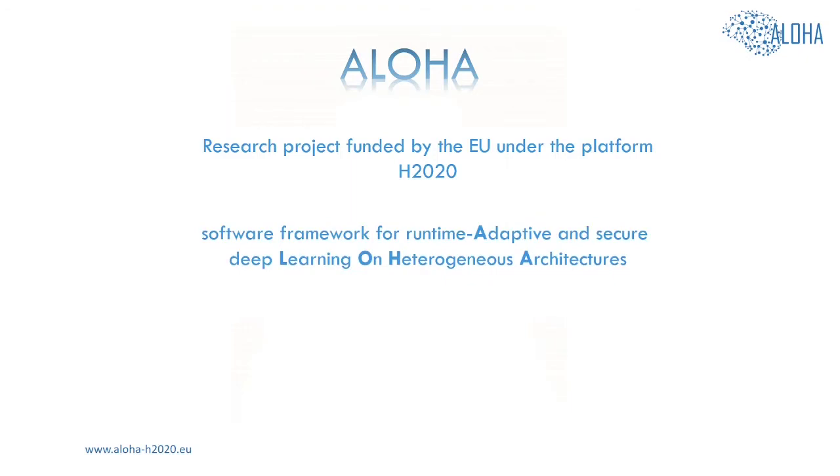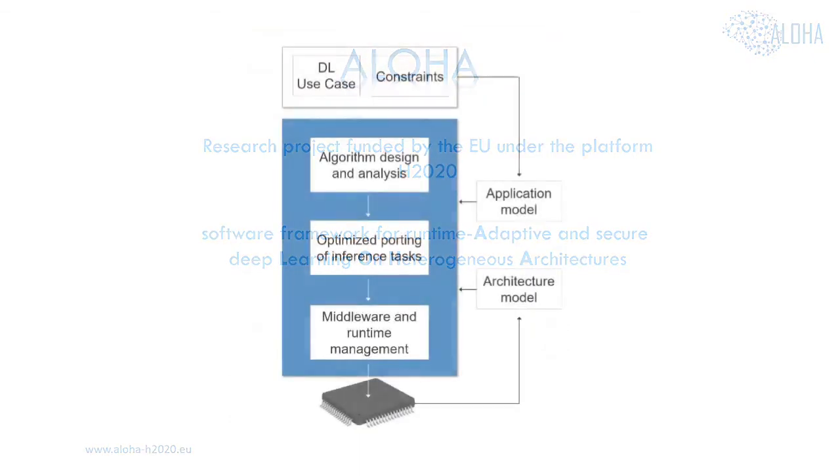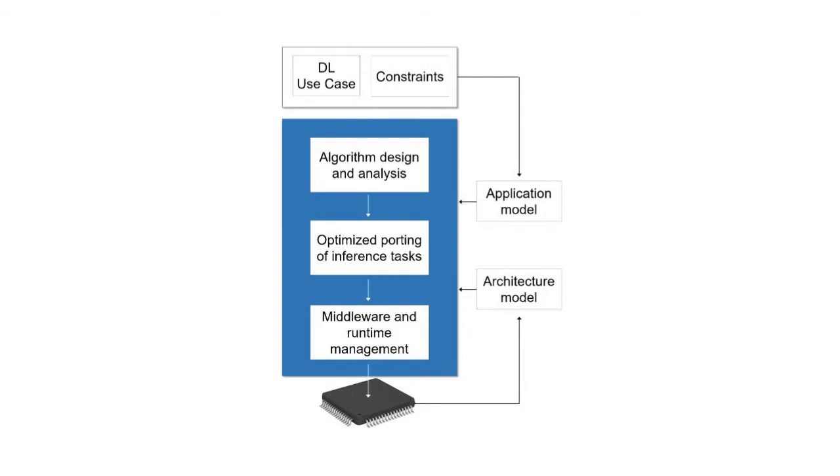That is where the project ALOHA kicks in. ALOHA is a research project, funded by the EU platform Horizon 2020. It stands for Software Framework for Runtime Adaptive and Secure Deep Learning on Heterogeneous Architectures. The project proposes a toolchain that automatically generates and trains deep learning models that are optimized according to predefined constraints for security, accuracy and power performance for a specific embedded hardware platform. The toolchain can then generate optimized source code for the specified hardware.